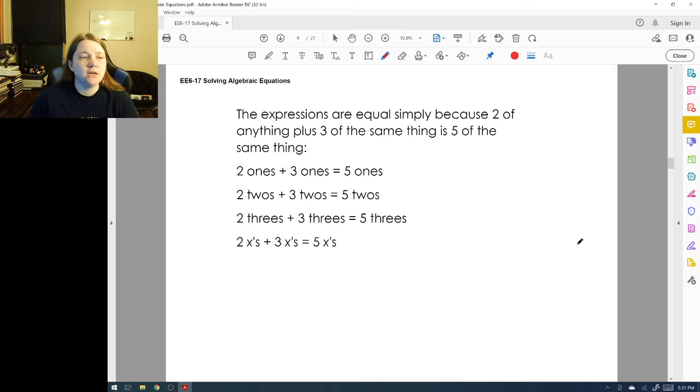The expressions are equal because 2 of anything plus 3 of that same thing is 5 of that same thing. So if I say 2 1s plus 3 1s equal 5 1s, that's correct. If I say 2 apples plus 3 apples equals 5 apples, that's correct. If I say 2 2s plus 3 2s equals 5 2s, same thing. So 2x's plus 3x's equals 5x's. It's just making sure that you don't overcomplicate something.